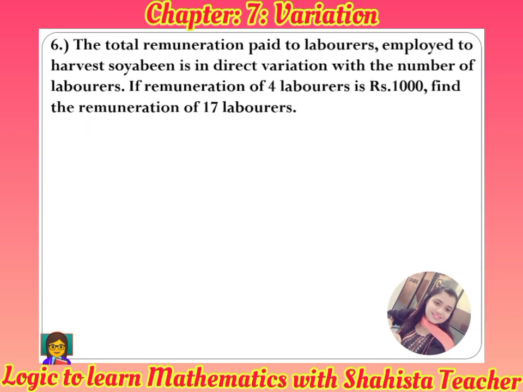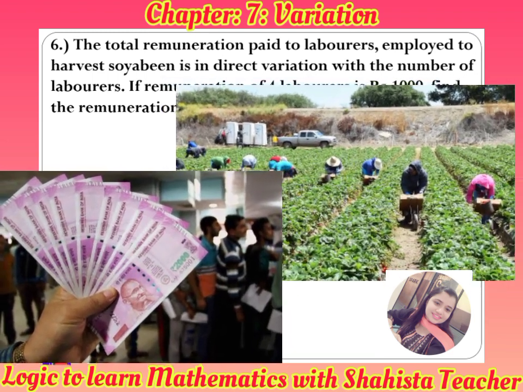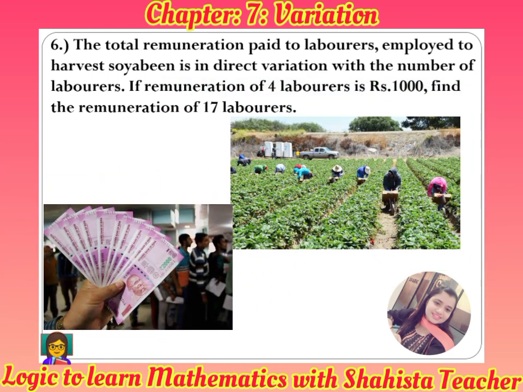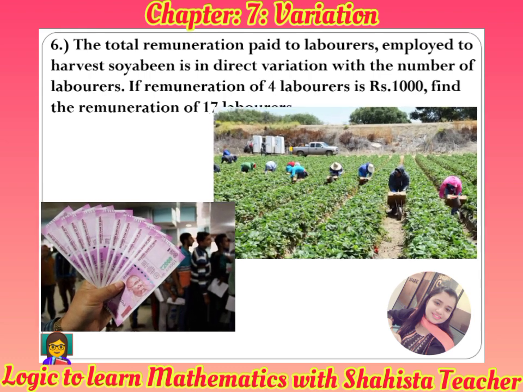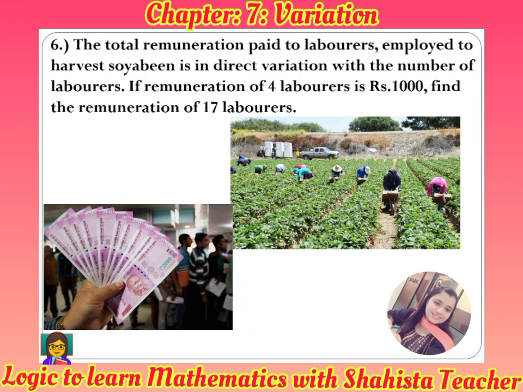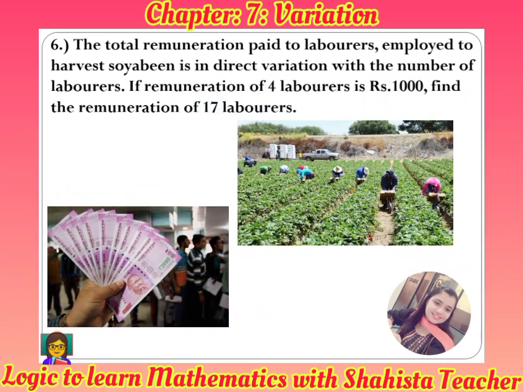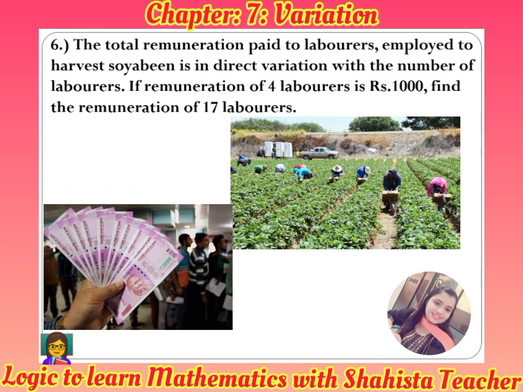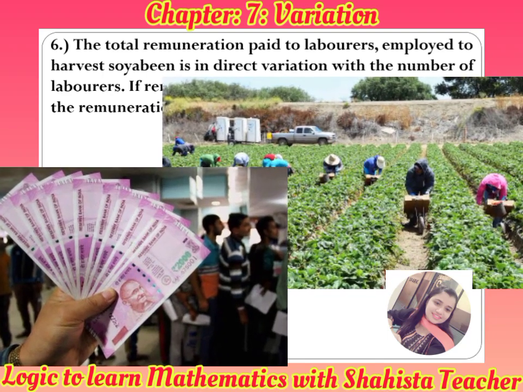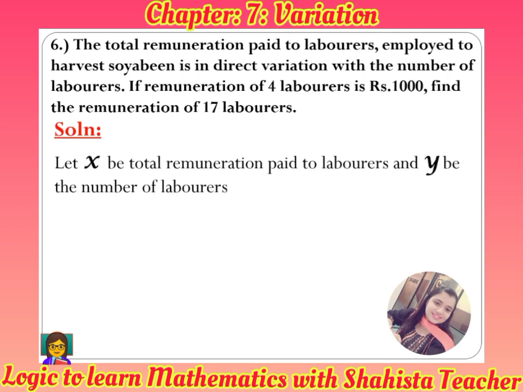Now let's solve question number 6. The total remuneration paid to laborers employed to harvest soya bean is in direct variation. This is the farm of soya bean. Okay, now the number of workers who work in this farm, they get remuneration. ठीक है, जो हमारे इस फार्म में वर्क करते हुए आपको नज़र आ रहे हैं उनको हम क्या पे करेंगे? रेम्यूनरेशन. टोटल रेम्यूनरेशन पेड टू लेबरर. जैसे एम्प्लॉय को सैलरी मिलती है वैसे लेबरर को रेम्यूनरेशन मिलता है. तो एम्प्लॉयज़ जो है उनको और लेबरर को हम रेम्यूनरेशन पे करेंगे.